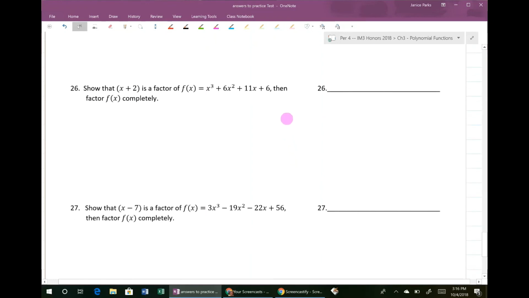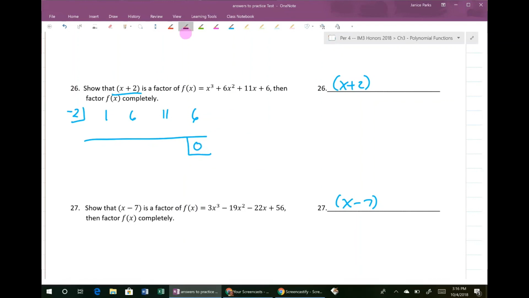For number 26, there's a couple of questions. Show that x plus 2 is a factor. So first, I know for sure that it's a factor, so I'm already going to write that here. Same thing with number 27, so that you don't forget to write that down. In order to show that x plus 2 is a factor, we're going to use negative 2. We're going to use synthetic division, and we have to show that the remainder will be 0.